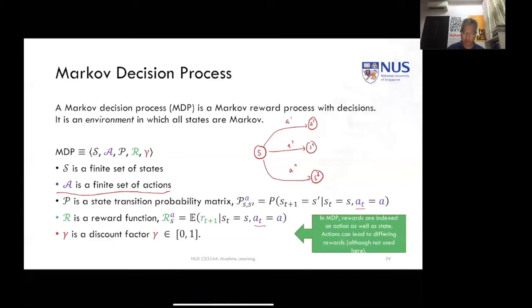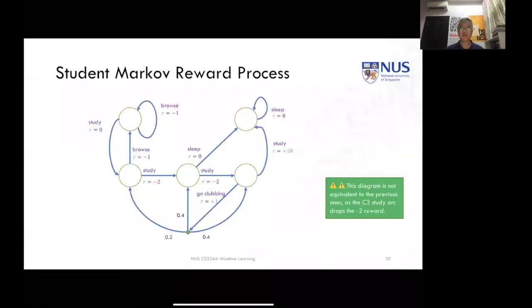And then the rewards could also be changed and predicated on the combination of the origin state as well as the action that we take. We're not actually going to use this differing reward value for this part of the MDP process that we're talking about now, but we will later on. So with this in mind, we can revisit our student Markov reward process that we had earlier.